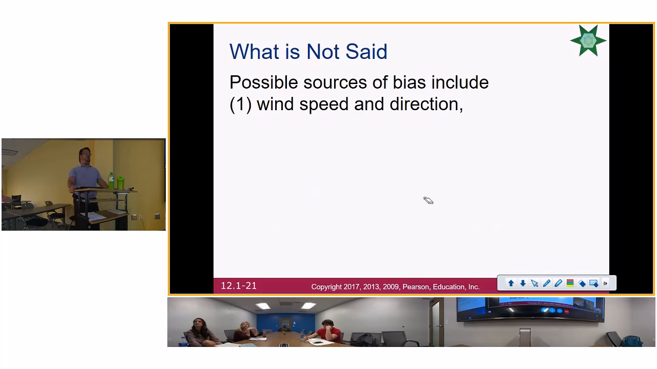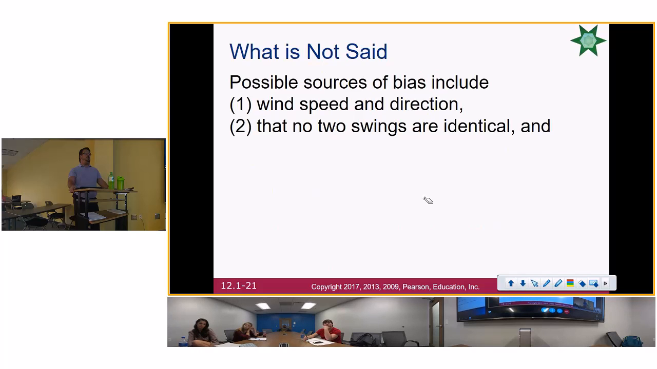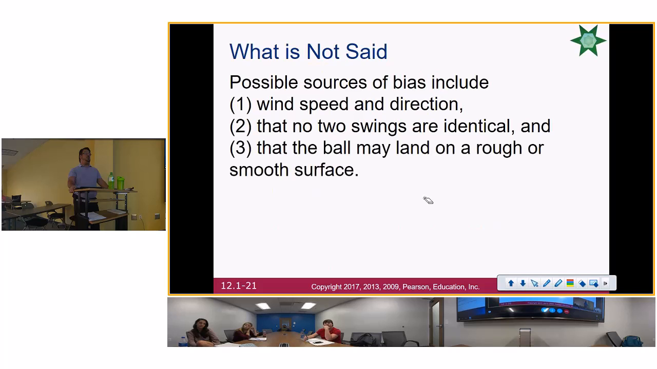Wind speed and direction. No two swings are identical. The ball may land on a rough or smooth surface.